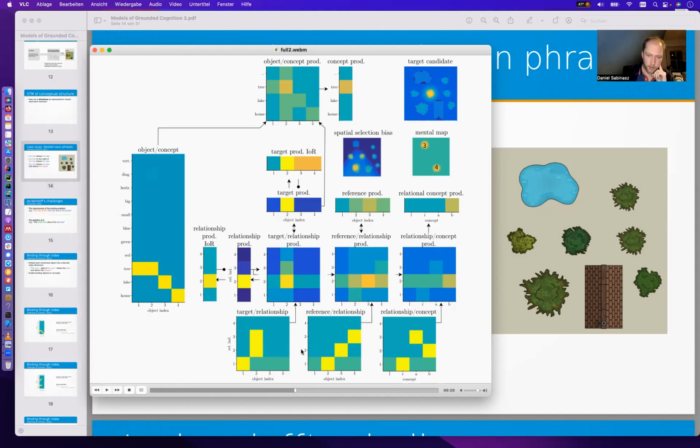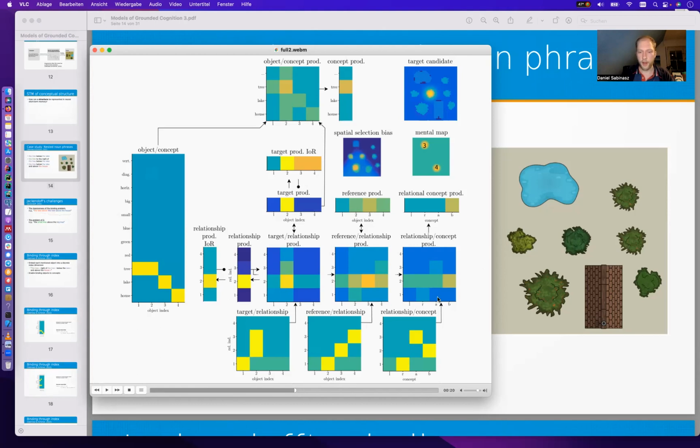And you can see here that object 2 is bound to object 3 in the reference role, or to put it the other way around, the object with index 3 is bound to the reference role of the relationship with index 2. And that's why this field here forms a peak there. And that is again read out into this one-dimensional reference production field and effectively results in a peak on object index 3. So the system has thereby looked up the index of the reference object of relationship 2, the target object of which was this object index 2.